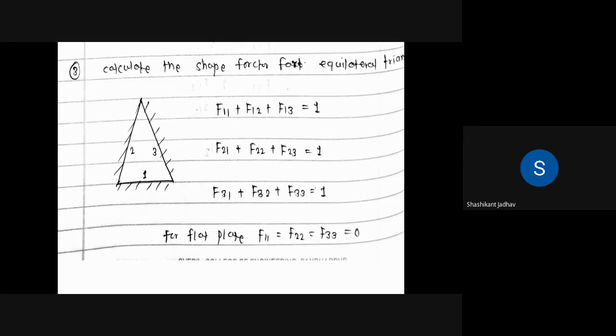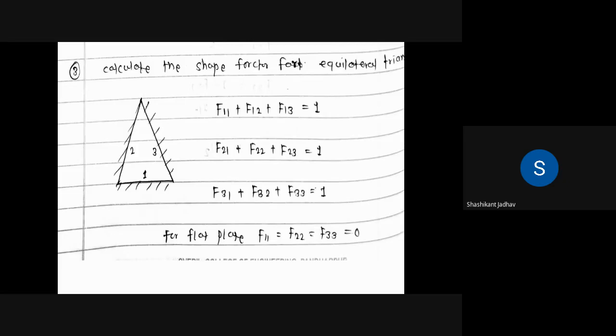So three surfaces are there. For the enclosure theorem, we have to write down the equations for these three surfaces: F11 plus F12 plus F13 is equal to 1. Then F21 plus F22 plus F23 is equal to 1. Then for the third surface, F31 plus F32 plus F33 is equal to 1. Did you understand? According to the enclosure theorem we wrote these equations; there are three surfaces, so we write three equations. From each surface some energy will be transferred to the other surfaces: 1 to 1, 1 to 2, 1 to 3, then 2 to 1, 2 to 2, 2 to 3, then 3 to 1, 3 to 2, 3 to 3.